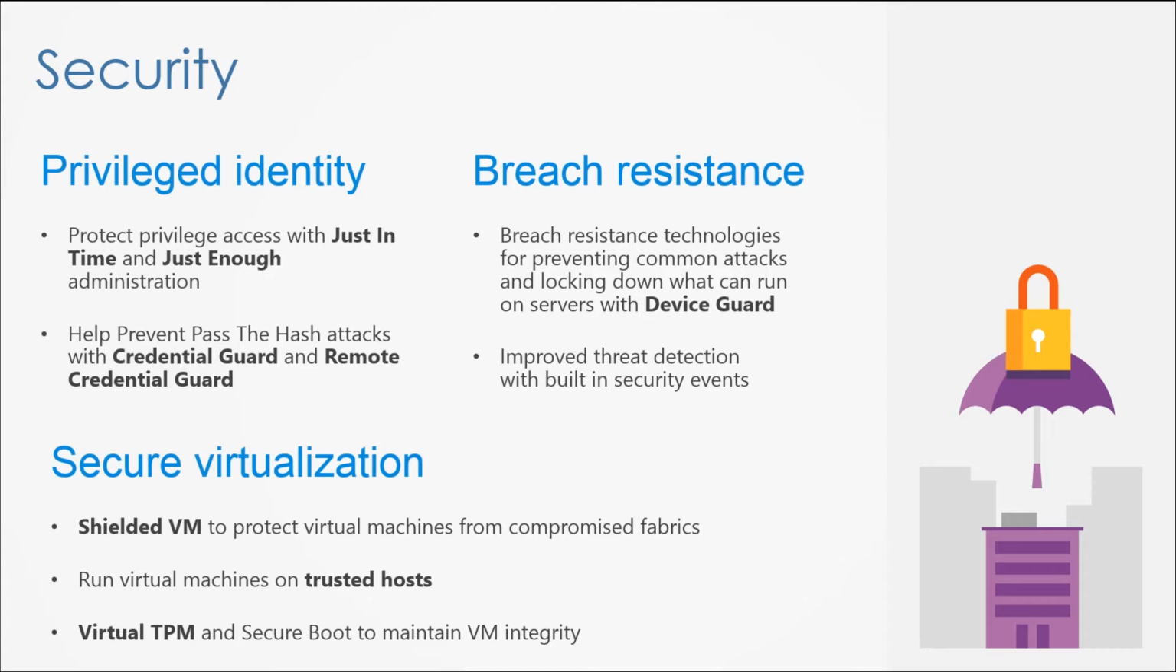And it will only run on trusted hosts, so that if the host goes out of whack, out of baseline, somebody's trying to hack around with the host, the VM would not run on it. So protect the privileged identity to make sure that people cannot escalate within your environment. Make Server 16 an active participant in your security with breach resistance and better monitoring. And last but not least, secure virtualization, because everything is going to get virtualized. Secure virtualization so that whatever VMs you're running are protected from a compromised fabric.